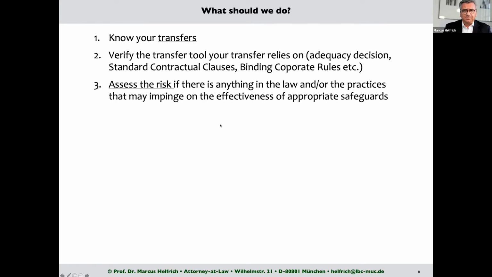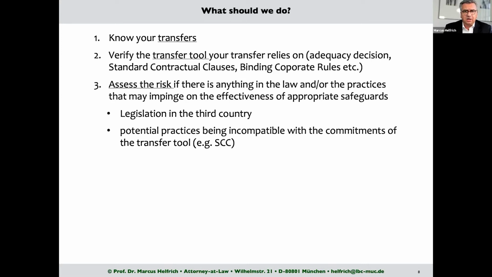Then the third step, this is the risk assessment. We have to assess if there is anything, in the law as well as in practice, in the third country that may impinge on the effectiveness of the appropriate safeguards, so the guarantees we give. The legislation in the third country has to be taken into account first, and then potential practices being incompatible with the commitments of the transfer tool, for example the SCC, the standard contractual clauses.